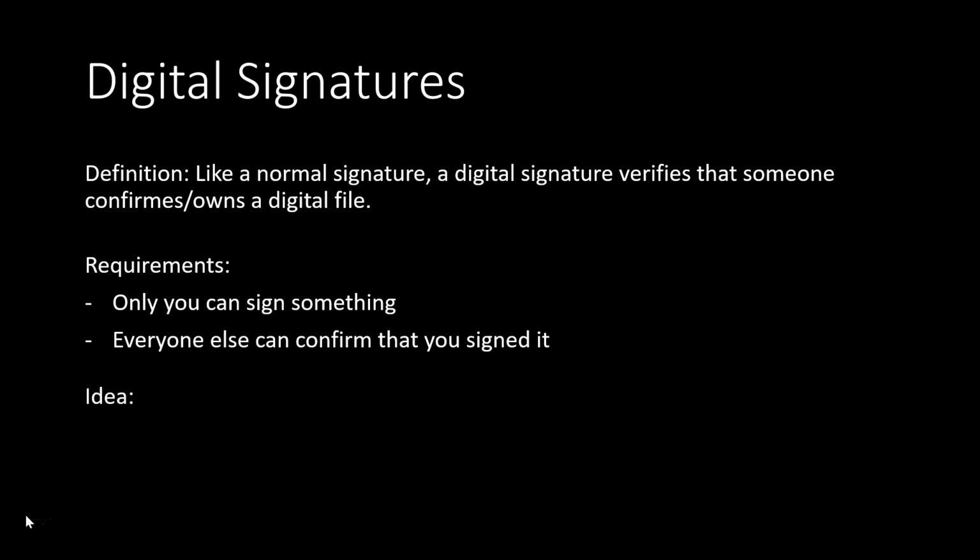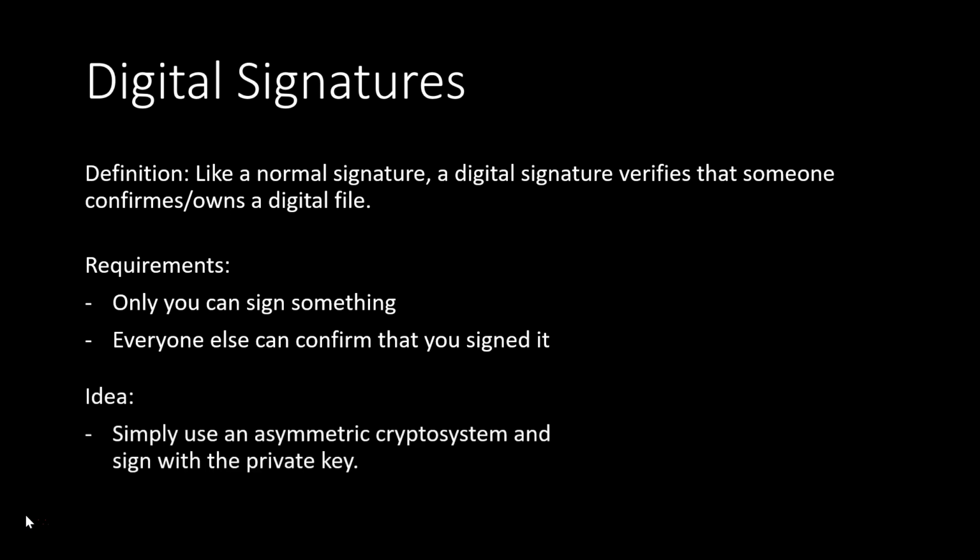How could we come up with something like this? Well, we could simply use an asymmetric crypto system and sign with the private key. Why would such a system actually work? Remember that the public and the private key are unique and they are inverse operations to each other. So the private key undoes the public key operations and the public key undoes the private key operations.